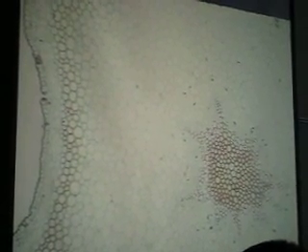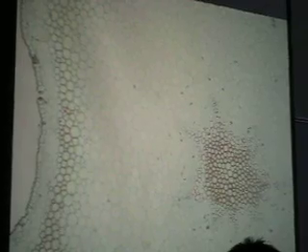This would be number 9. It is the stem of a gymnosperm, and so see how the xylem radiates outward? No pith. So that would be an actinostele, okay?